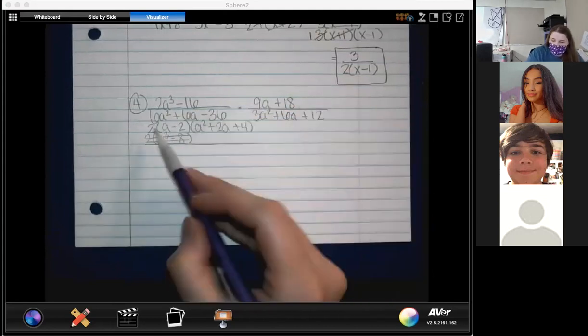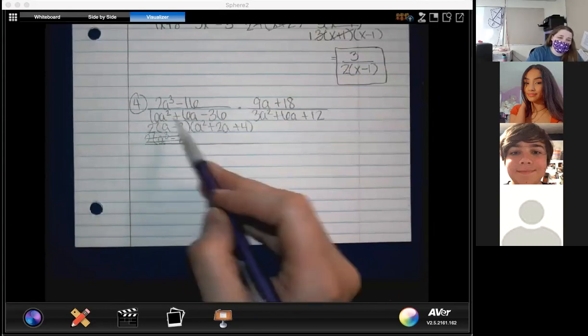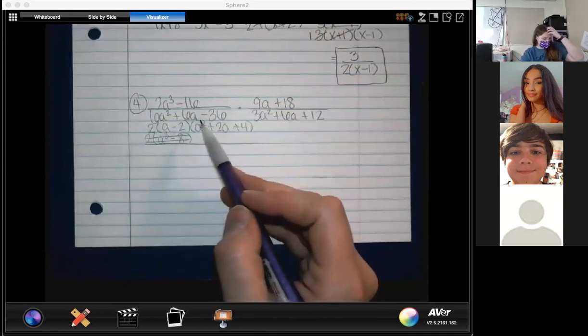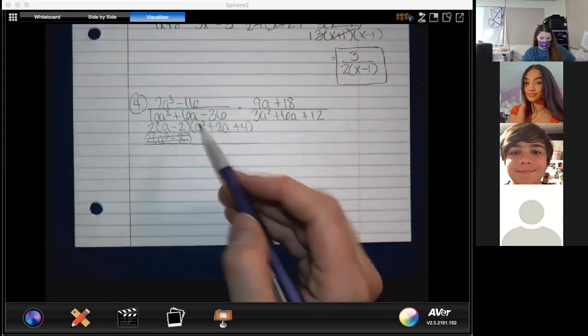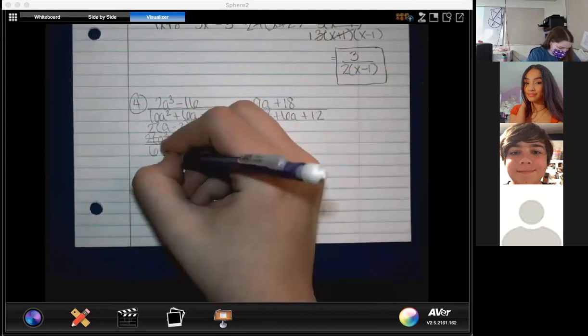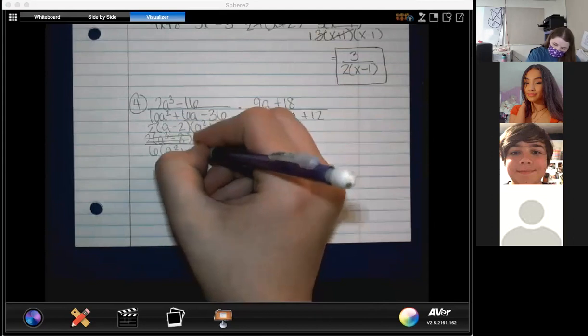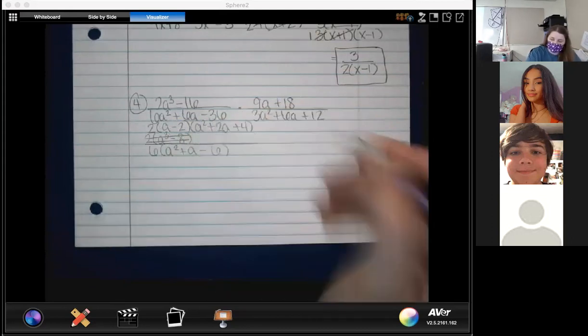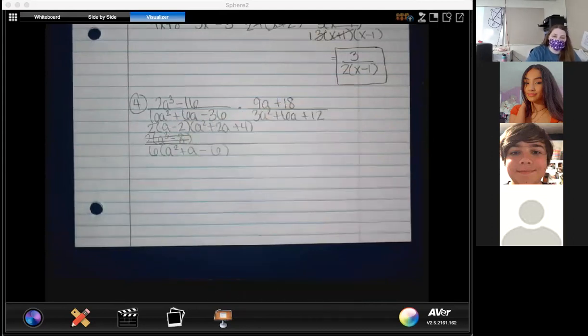Okay, let's look at the bottom. Okay, 6a squared plus 6a minus 36. What can we take out? A 6. Okay, then we're left with a squared plus a minus 6.